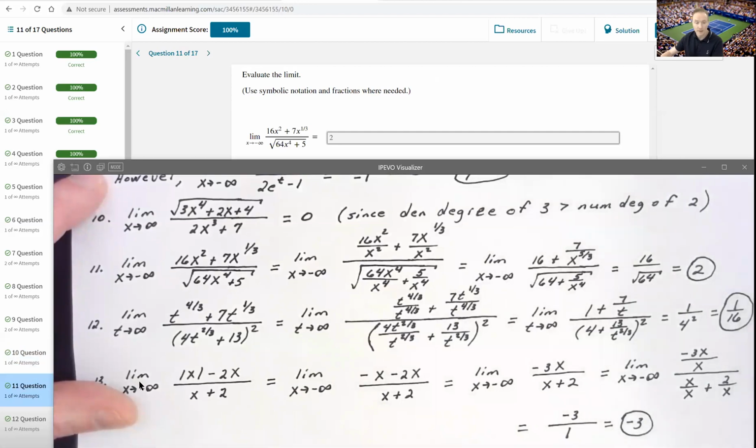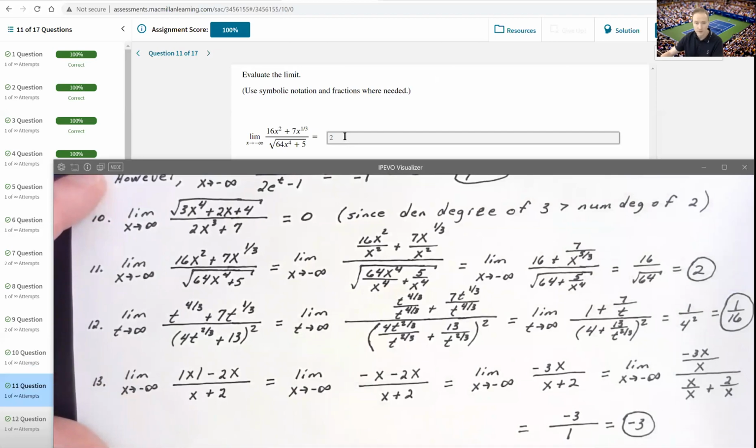Now, this one, it's just wanting the answer 2, as opposed to some of them where they wanted the equation of the horizontal asymptote. So please don't put y equals 2 there. Just put the answer 2.